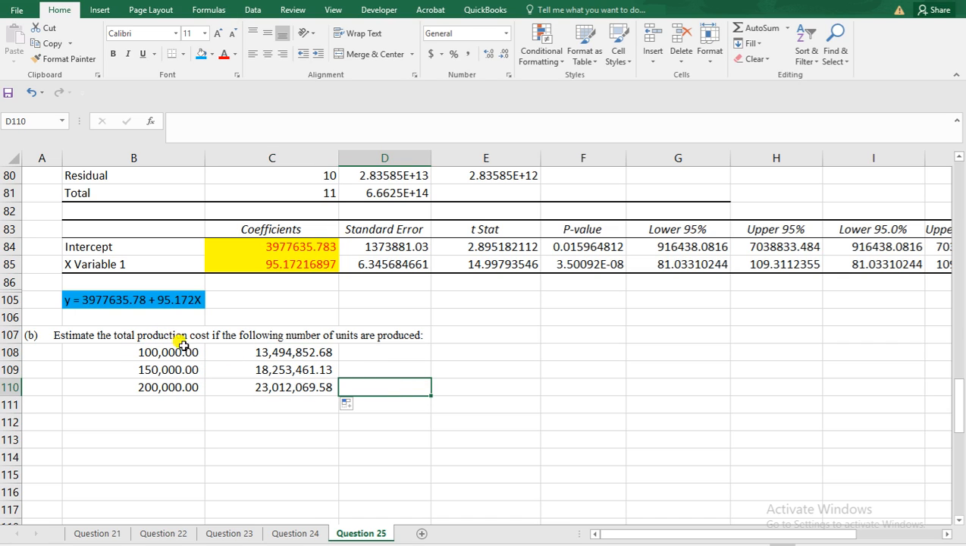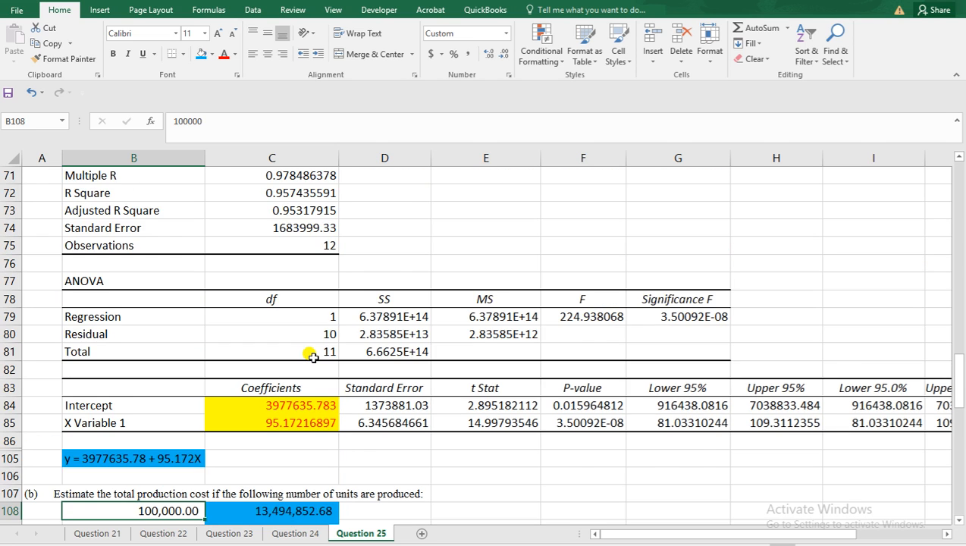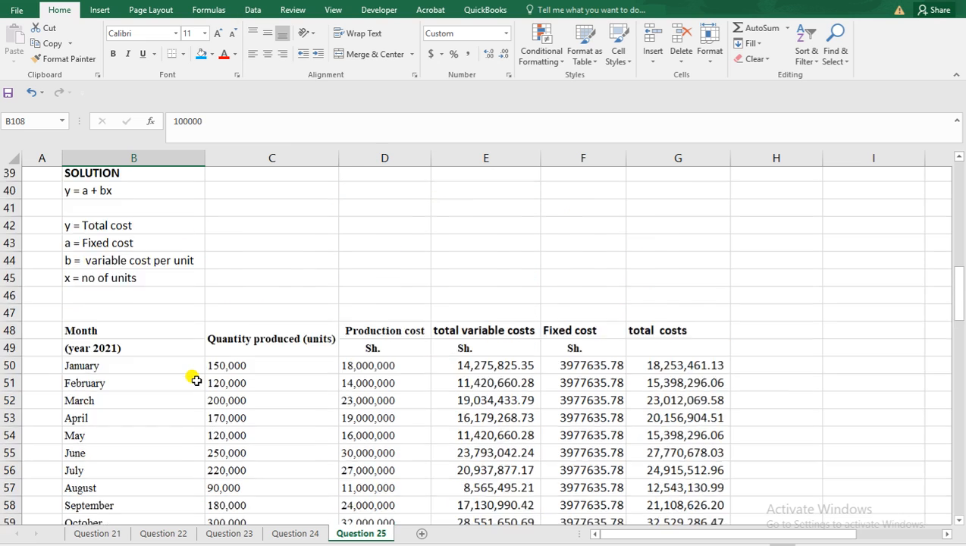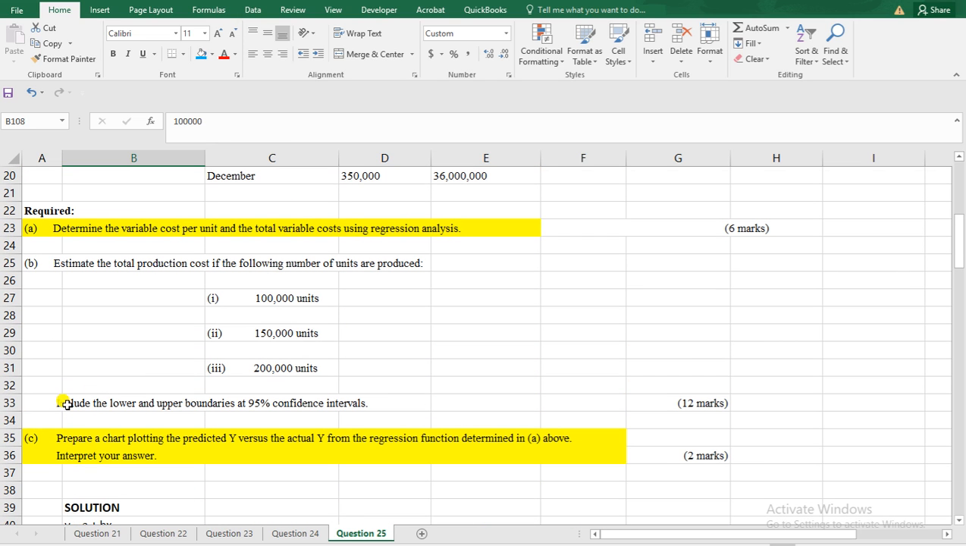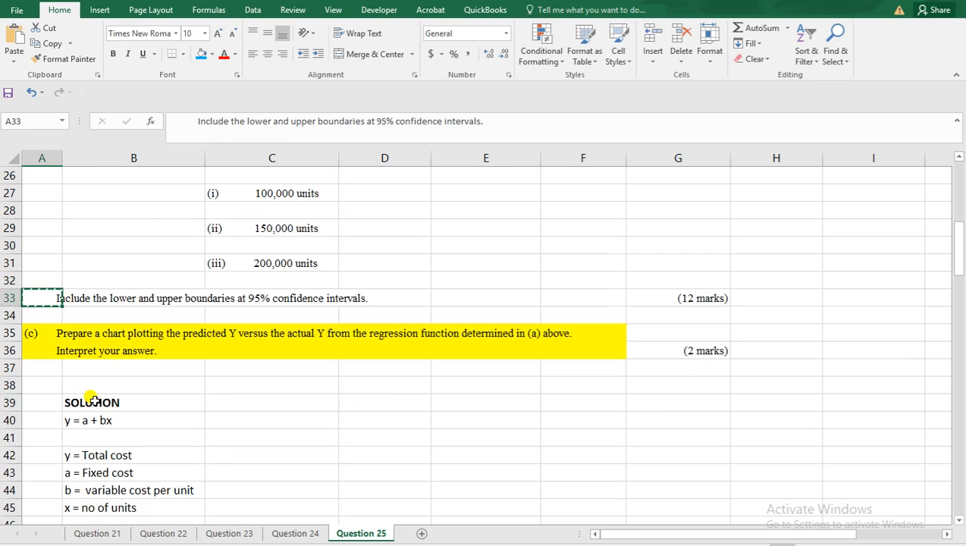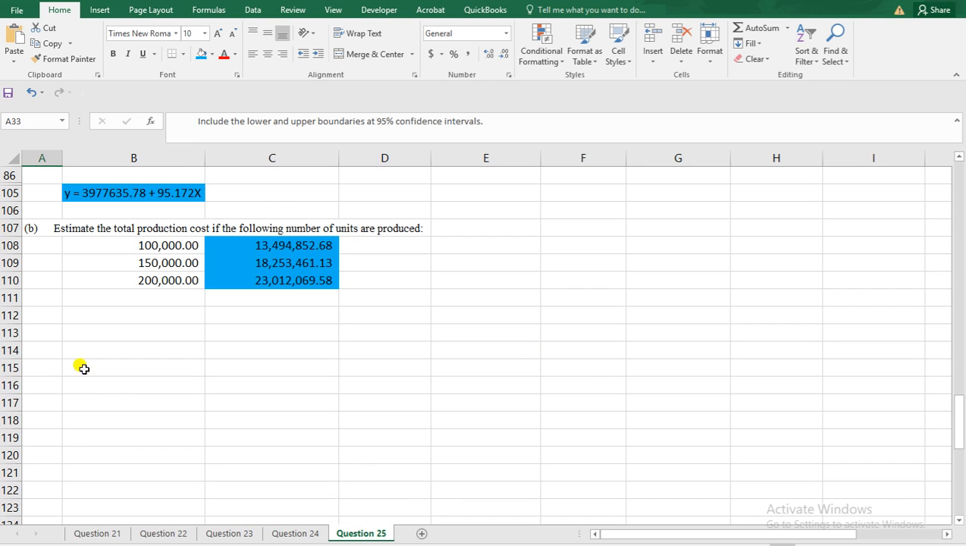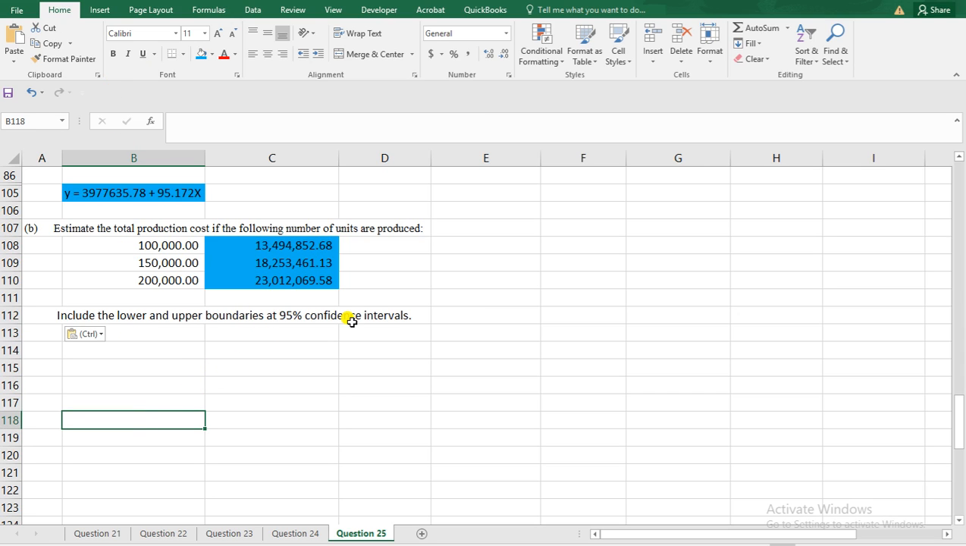Total production cost if the following number of units are produced. And these are our total production costs if we produce this number of units, given the equation that we have formed. The most interesting part, which I want to bring to your attention, is what you are asked: we include lower and upper boundaries at 95% intervals.